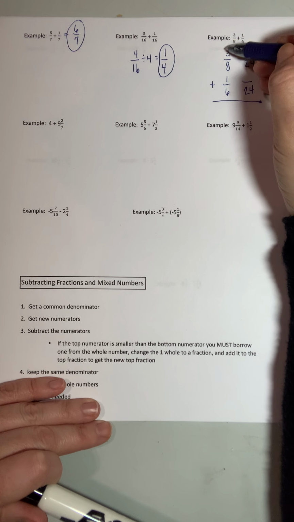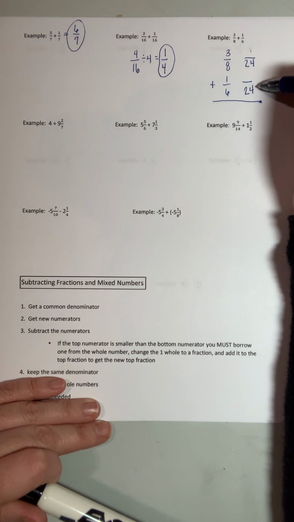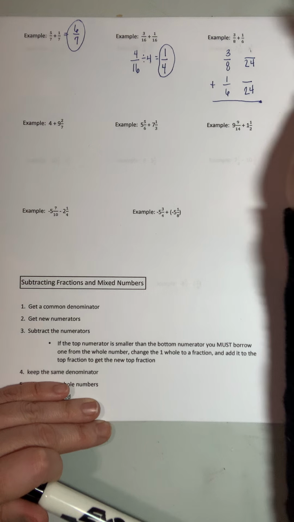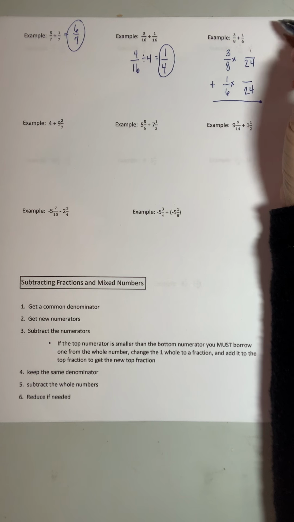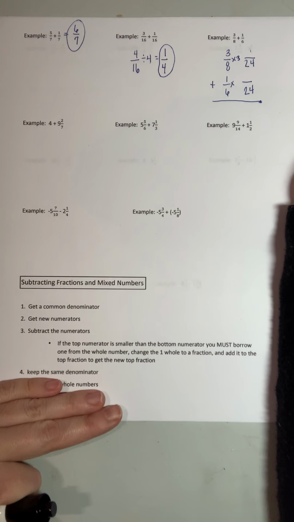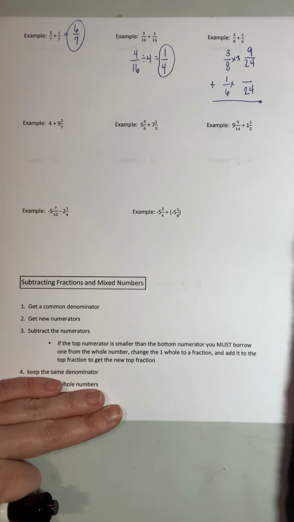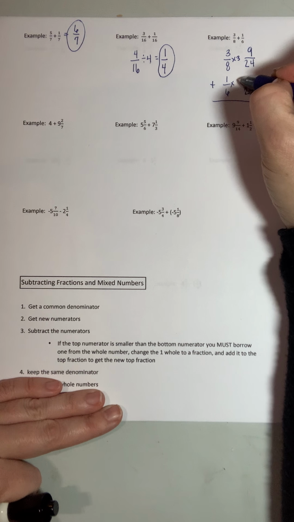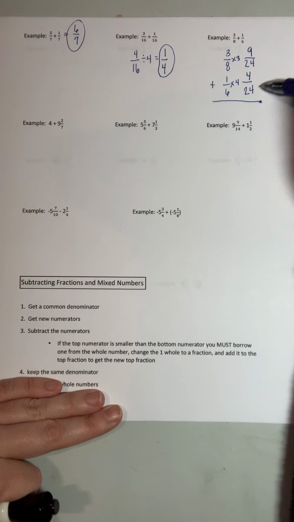So what we are doing is expanding this fraction and this fraction so they have the same denominator. We're expanding them to 24. So if you expand the bottom, you have to expand the top. So you ask yourself, what can you multiply by 8 to get 24? And the answer is 3. So then you take 3 times 3 and get 9. What do I expand 6 by to get 24? Answer is 4. And then 1 times 4 is 4. So that's step 1 and 2. Step 1 is get a common denominator. Step 2 is get your new numerators.